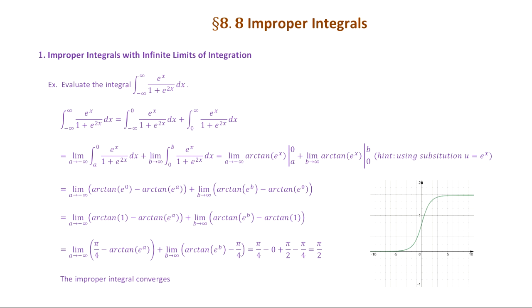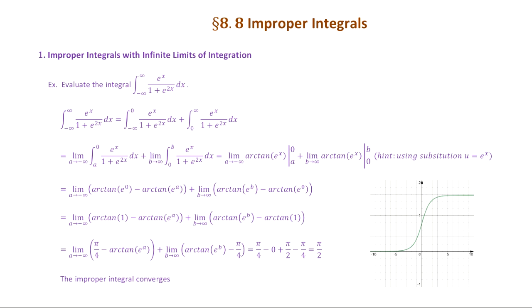Sometimes it makes it convenient to compute when you choose 0. And then plus another integral from 0 to infinity of the same function e to the x over 1 plus e to 2x. And then you just use the definition of improper integrals. You got two improper integrals, and they use the definitions previously, and they just do it.